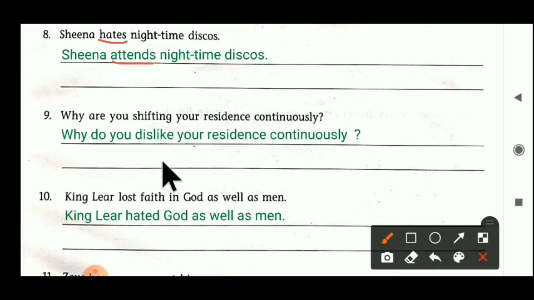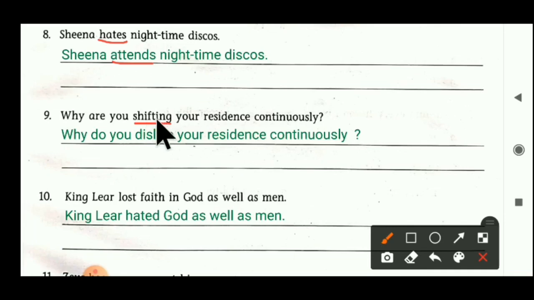Next one. Why are you shifting your residence continuously? Here shifting is used as a verb. We have to convert it. Why do you dislike? Shifting is a dynamic verb used here.